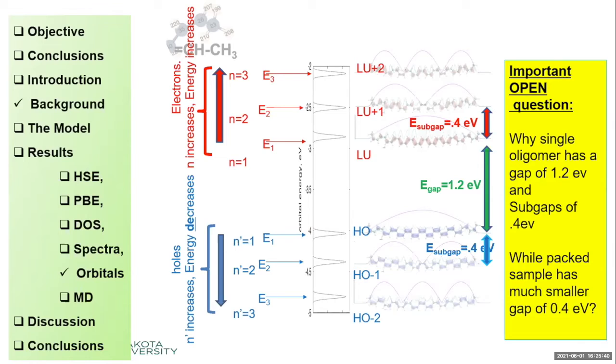And after seeing the band gap of the single oligomer, we are able to see that it shows a larger band gap compared to our previous model. So it's better to use more oligomers rather than the single oligomer.